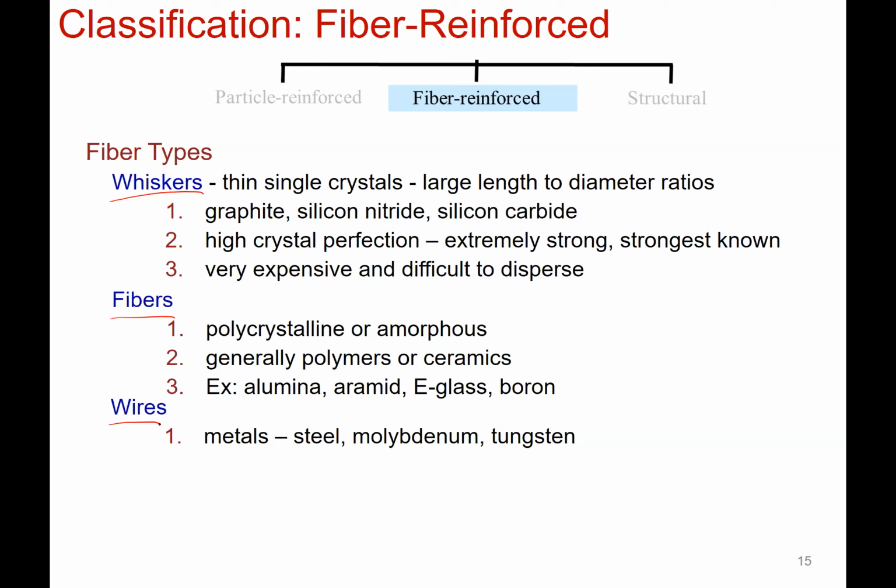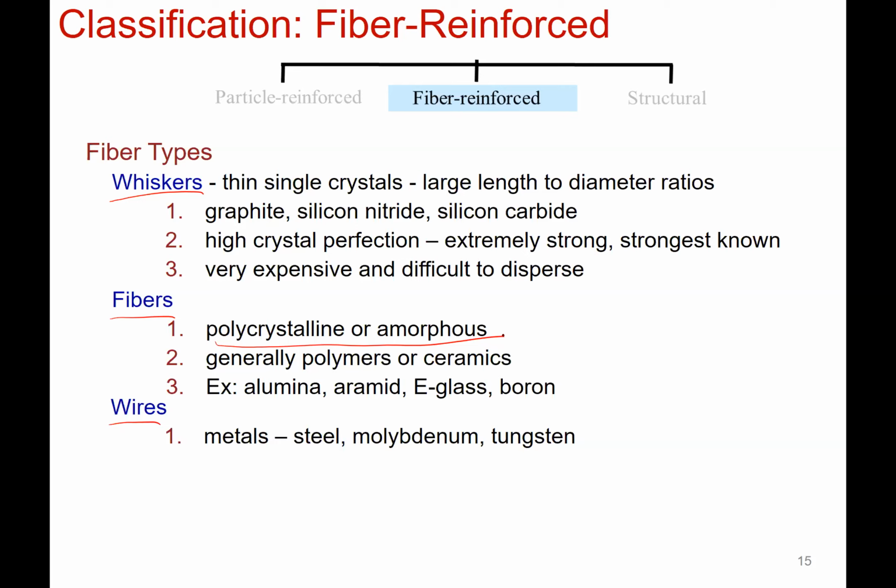Whereas fibers tend to be easier to make, less costly in terms of manufacturing. They're typically polycrystalline. They can even be amorphous. You can have fibers that are ceramics like e-glass, aramid, so that's your Kevlar, that's your Nomex, right? You can also have boron fibers, alumina fibers, what have you.